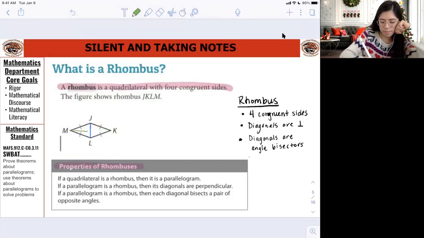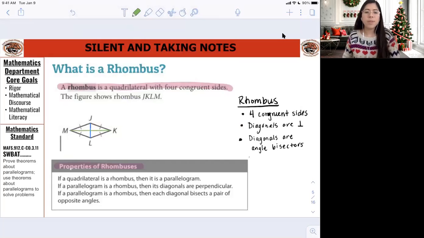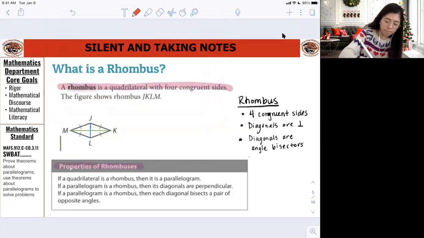Let me try again. Oh my goodness, I can't get the straight line. There we go. MK will cut angle M in half and it'll cut angle K in half. And then, this is bullet point number 2, diagonals are perpendicular. So this creates a right angle. So that's a little bit cooler. It's a little bit more interesting.